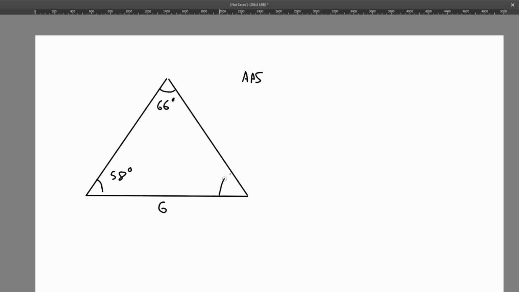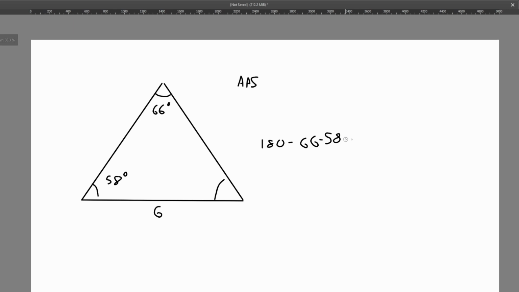Now, in order to solve this, first of all, let us calculate this angle right here. That's simply going to be 180 minus 66 minus 58, which is 56. So we see that this angle is 56 degrees. Now I must say that this topic is a very calculator heavy topic, and you need to know how to use your calculator, especially the sine, cosine, and the inverse sine and inverse cosine functions.